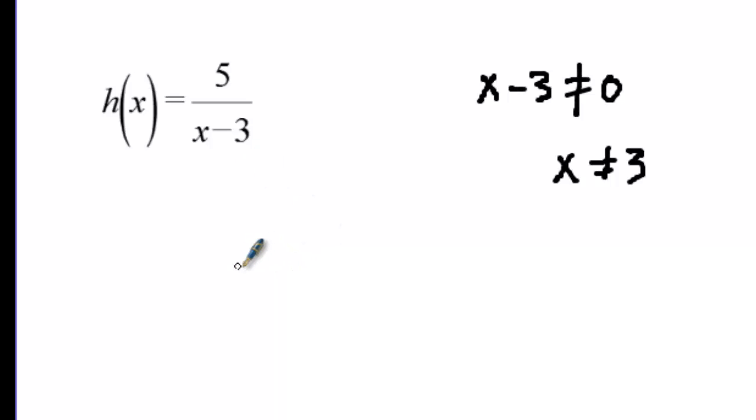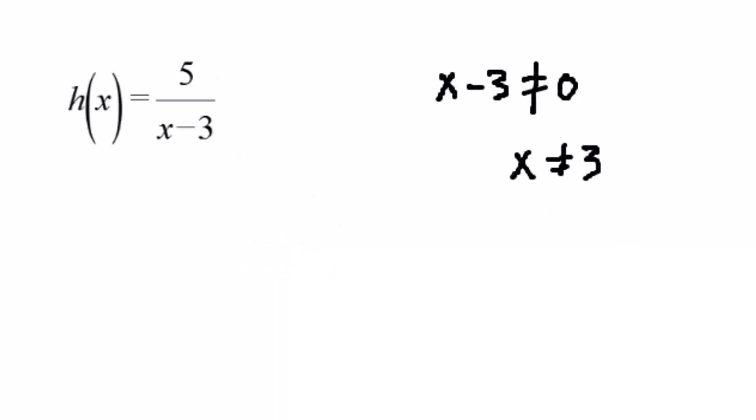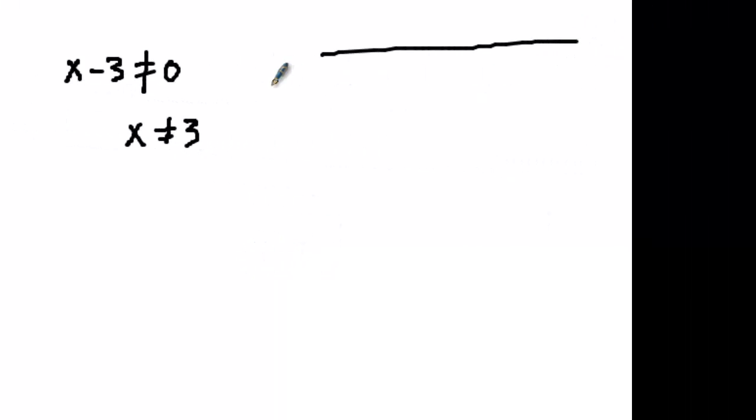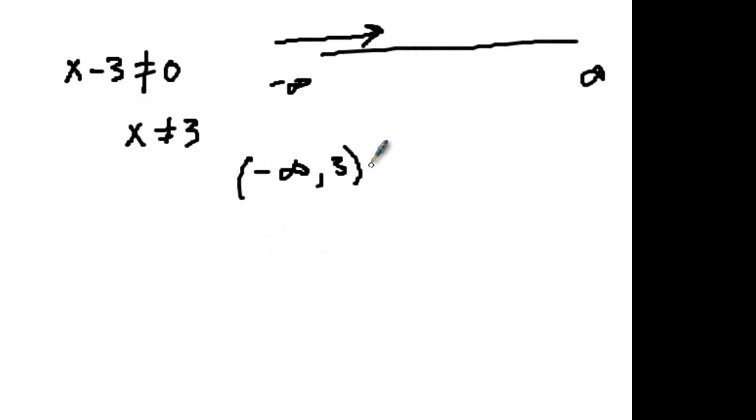Now, in terms of interval notation, again, think about this on a number line. I start over here in negative infinity and I go this way. So I start with negative infinity and I can go all the way up to the number 3 where I can't go any further because I can't use the number 3.